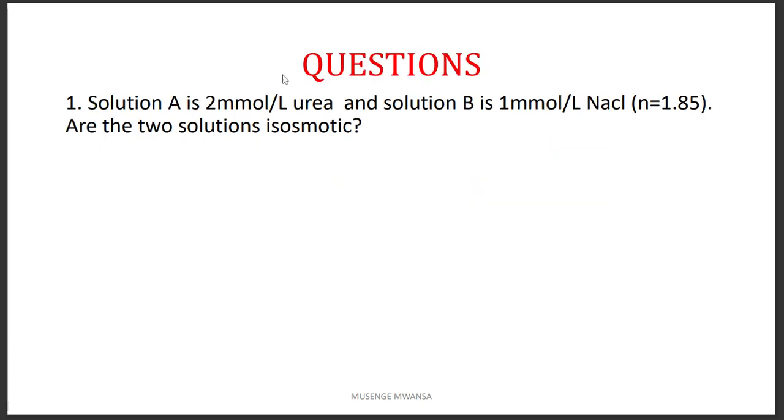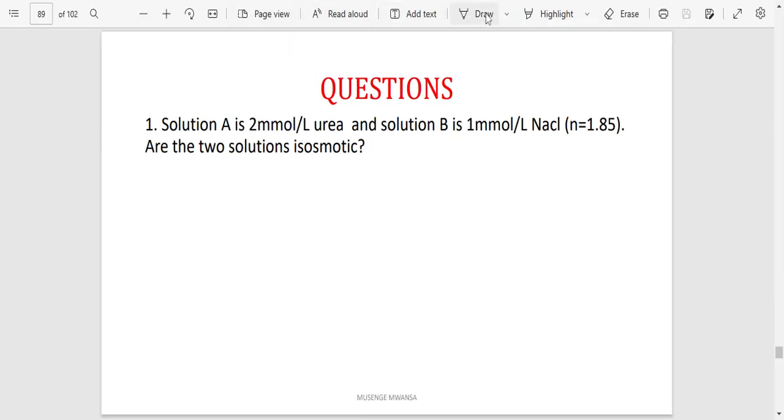All right. So let's consider some practice questions on just what we have done. Solution A is 2 millimole per liter of urea. Solution B is 1 millimole per liter sodium chloride, and we've been given N, which is when this substance gets to dissociate. When sodium chloride dissociates, it's going to form one sodium ion and also one chloride ion. So N is supposed to give us 2.